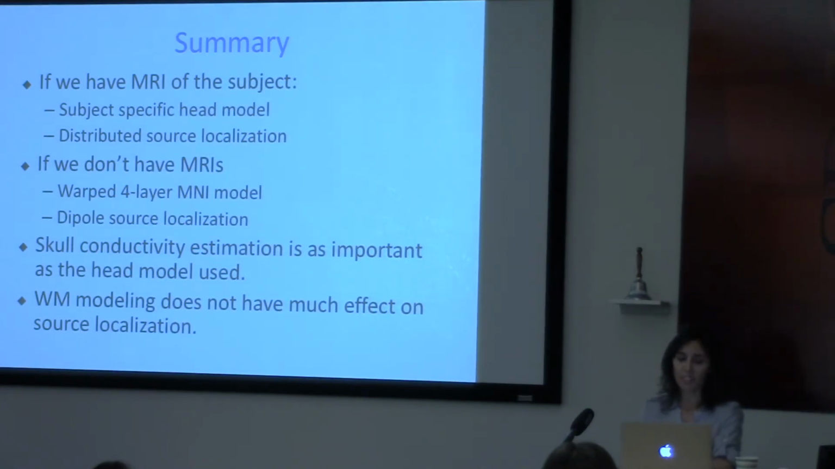So in summary, if we have MRIs of the subject, we can use subject-specific head models. And if we don't have MRIs, then we can use warped 4-layer MNI models. And skull conductivity estimation is as important as using a realistic head model. And we have found out that white matter modeling does not have much effect on source localization.